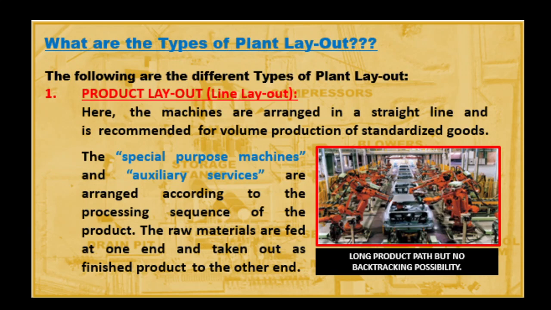Such layout makes use of special purpose machines, and then auxiliary services are arranged according to the processing sequence of the product. The raw materials are fed at one end and then taken out as finished products on the other end. So in the end, overall, it resembles a straight line. So downside lang natin dito sa tinutukoy nating line layout, otherwise known as product layout, is that it leads to a lengthy or longer plant layout versus the other layouts.